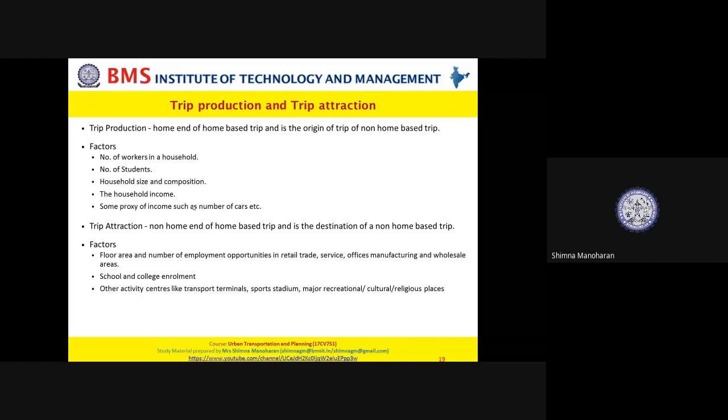Suppose there is no other mode of transport, then the number of trips the person might be willing to take for any other purpose will be less or will be more. So these are a few factors that trip production will depend on.